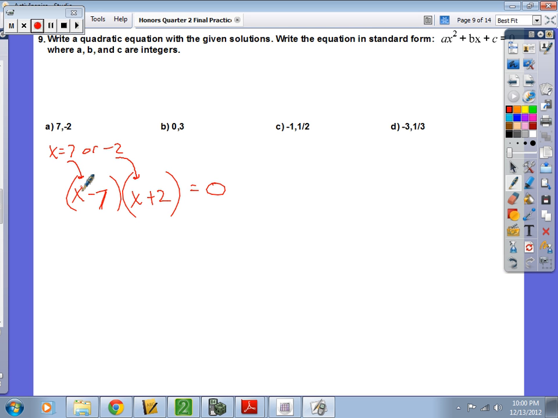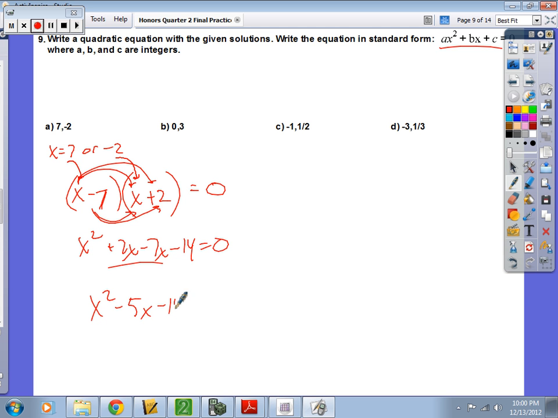So now they want it in standard form, so just work it forward. x times x is x squared. x times 2 is 2x. Minus 7 times x is minus 7x. Minus 7 times 2 is minus 14, equals 0. Combine your like terms. x squared minus 5x minus 14 is 0.